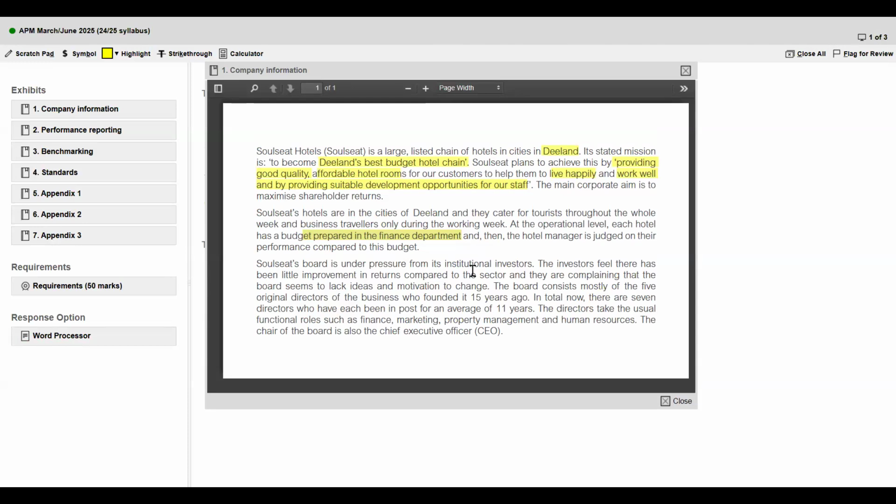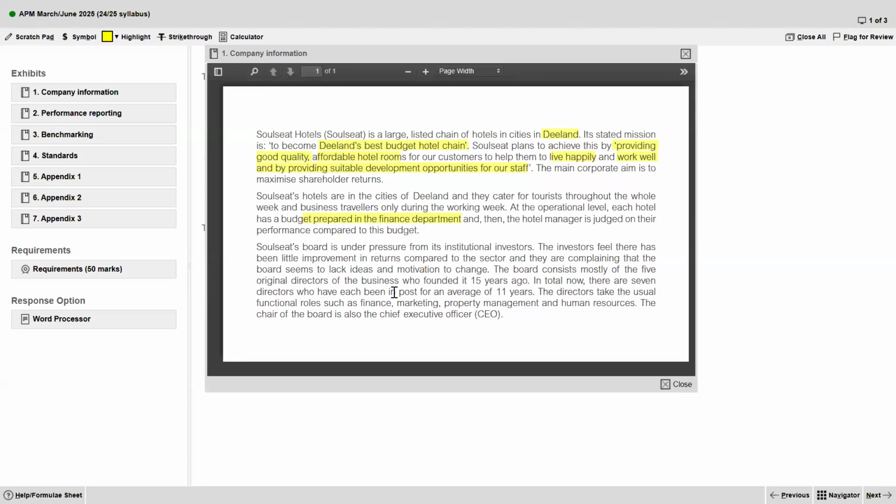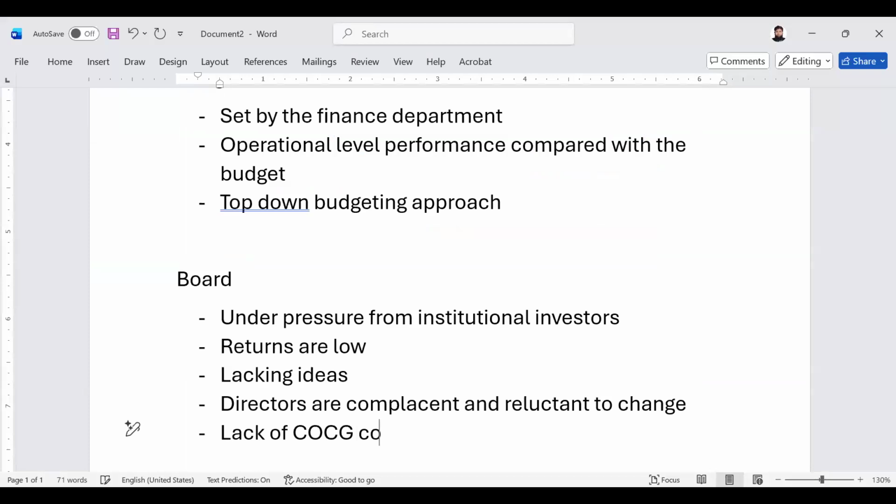Now what next is there? It says that there are 7 directors who have been in management. Directors take the usual function roles such as finance, marketing, property management, HR. Chair of the board is also the CEO. Okay. So basically, lack of CoCG compliance. As chairman, board of director is also the CEO.